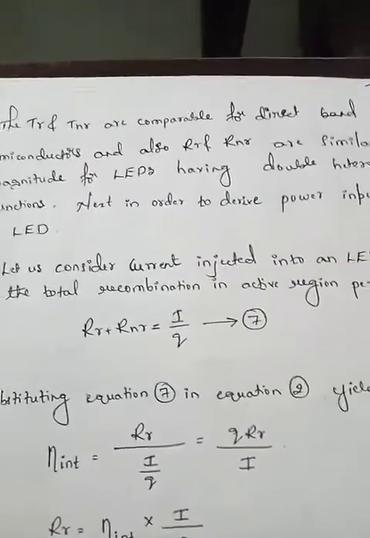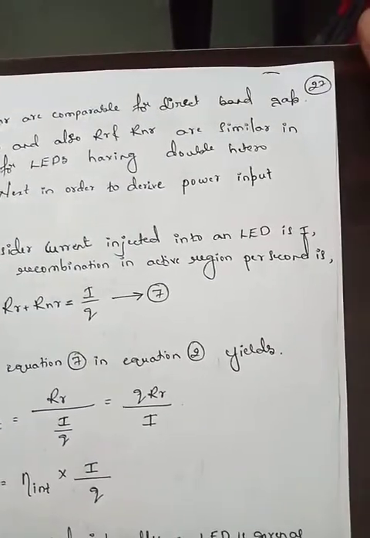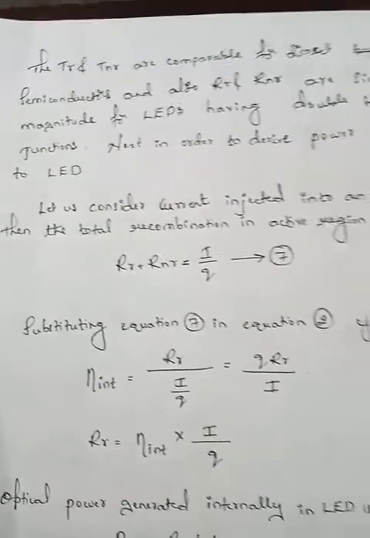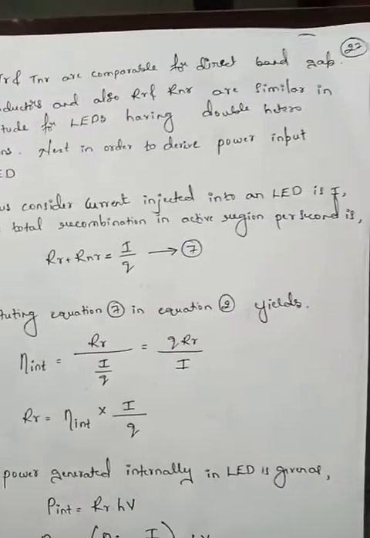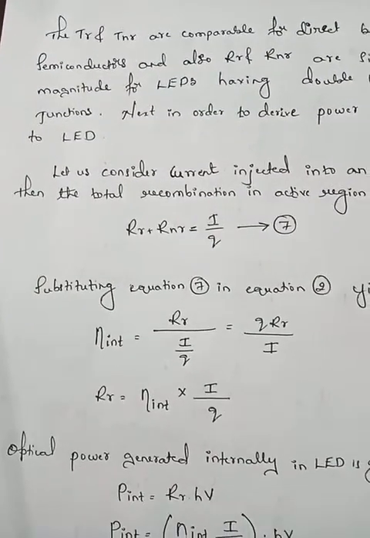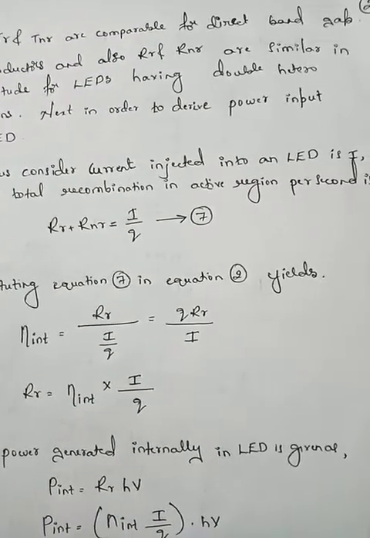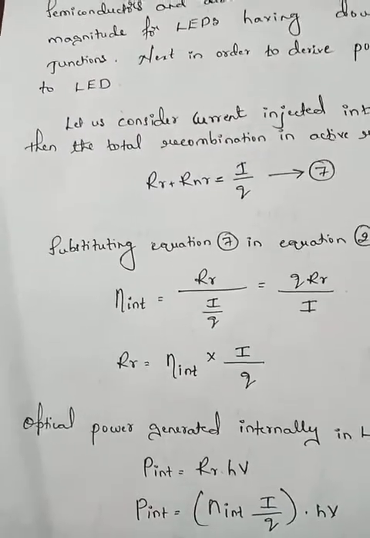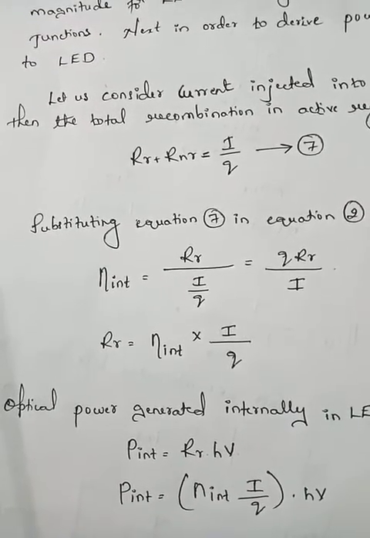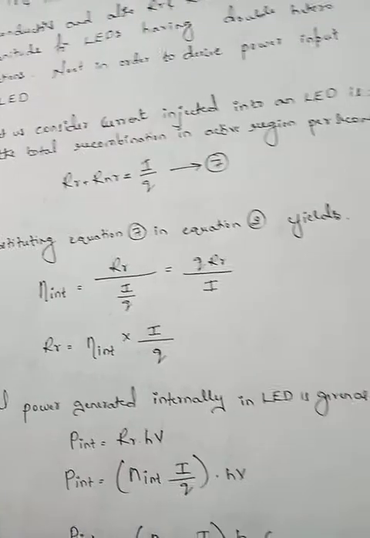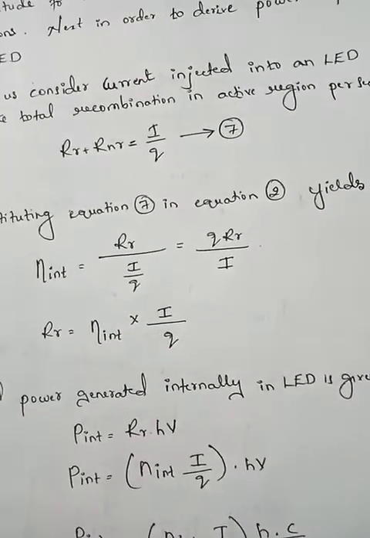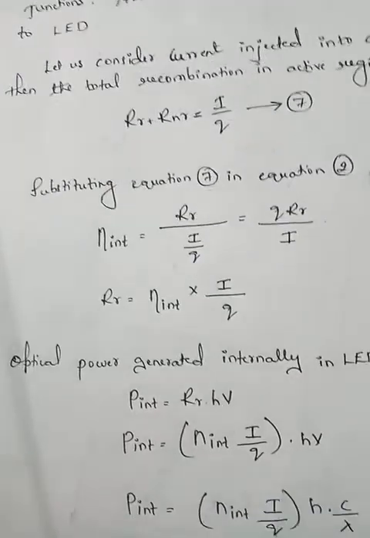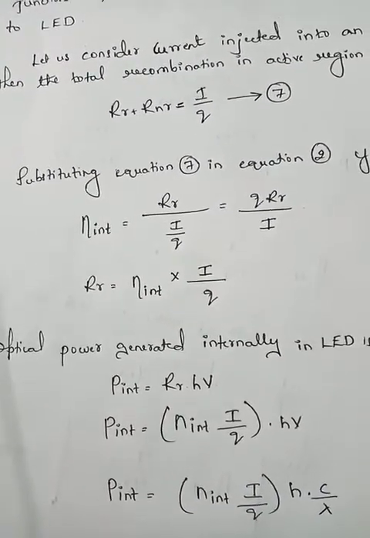TR and TNR are comparable for direct band gap semiconductors, and also RR and RNR are similar in magnitude for LEDs having double hetero structure junction. Next, in order to derive the power input to the LED, let us consider the current injected into the LED, that is I. Then the total recombination in the active region per second is given by RR plus RNR is equal to I by Q. This is denoted as equation number 7.